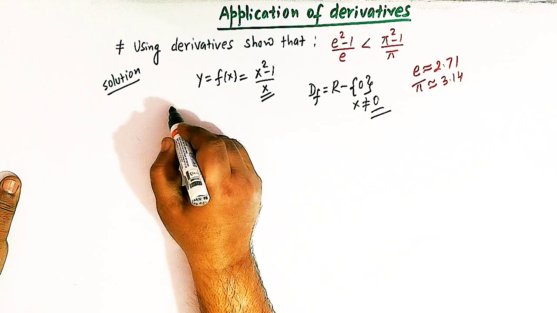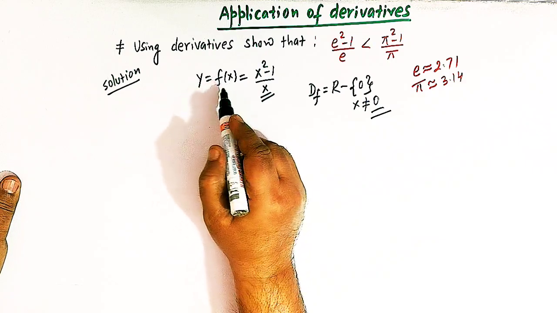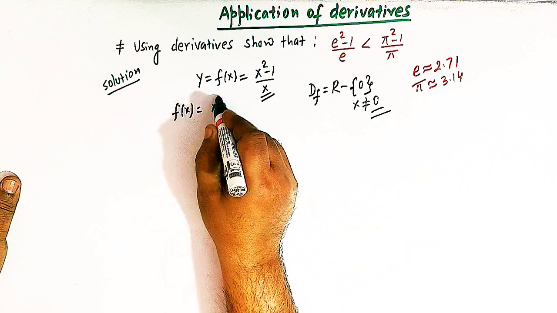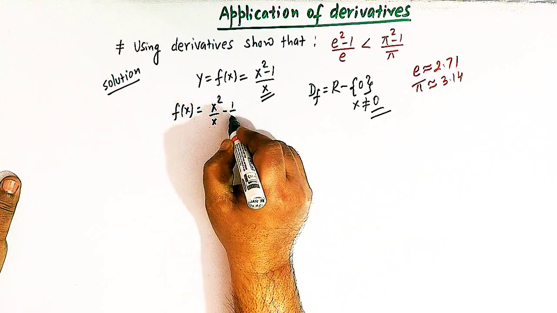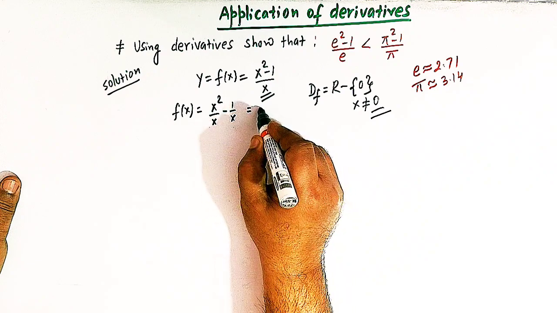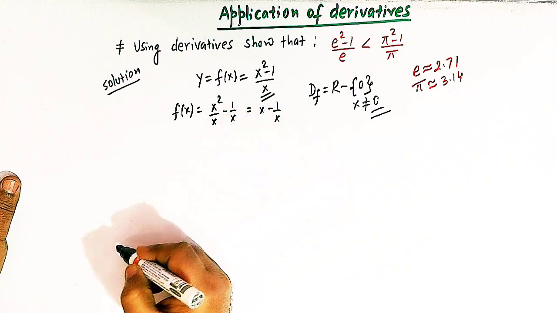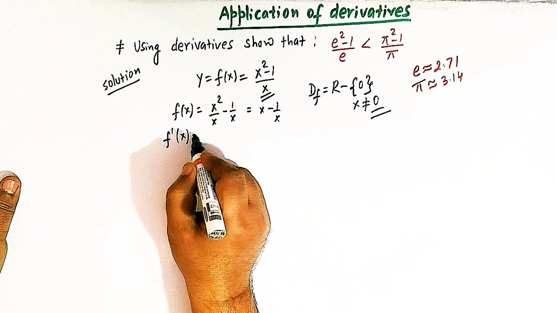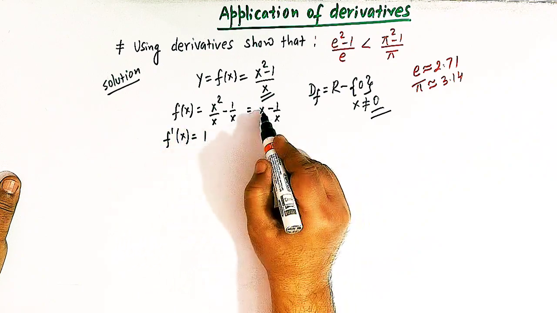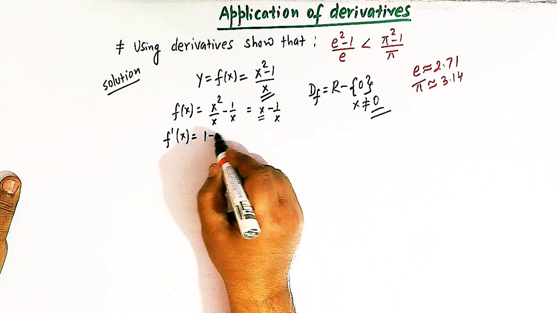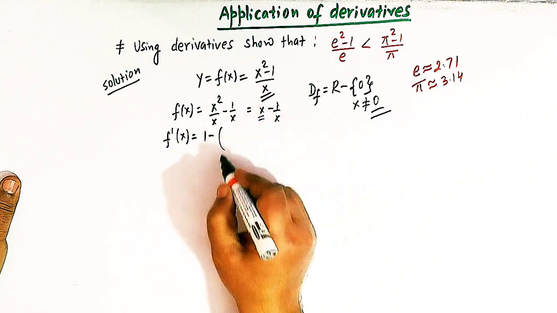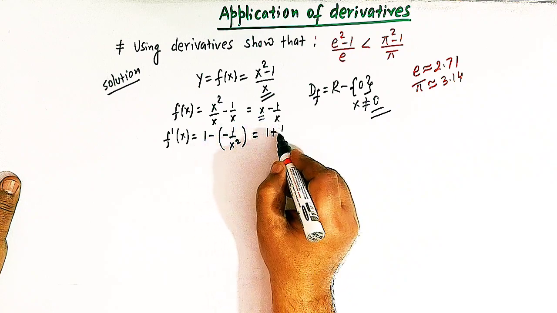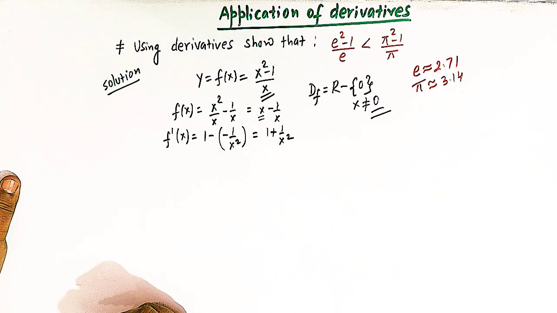Now let us differentiate this function f of x. Let us write f of x as x square over x minus 1 over x, so this is simply x minus 1 over x. Now differentiating both sides, f prime of x is equal to 1, since the derivative of x is 1, and the derivative of 1 over x is minus 1 over x square. So this is 1 plus 1 over x square.